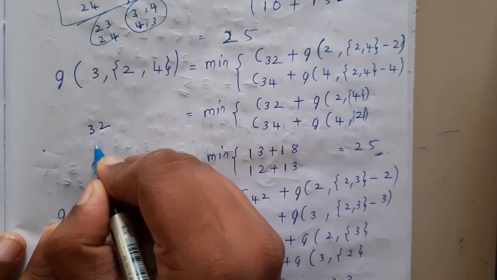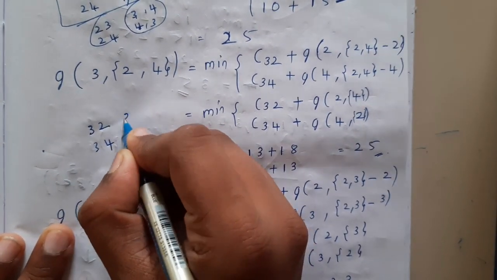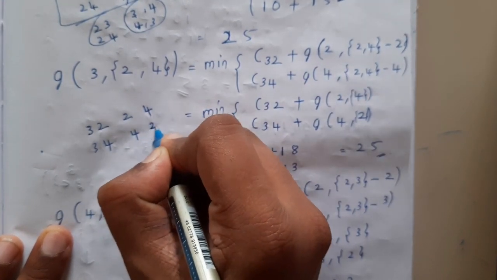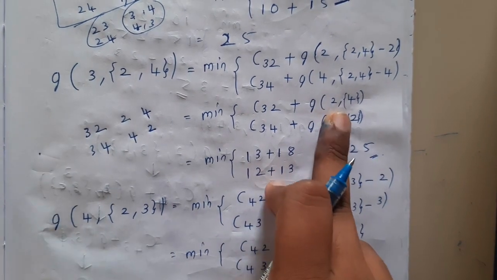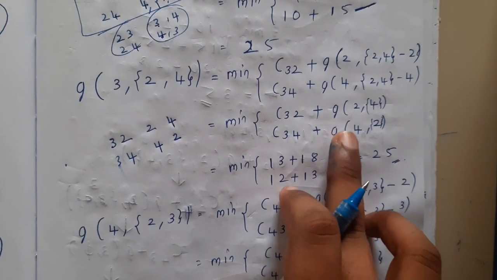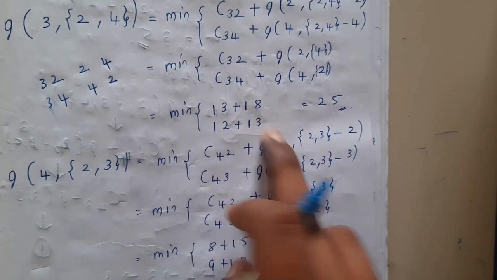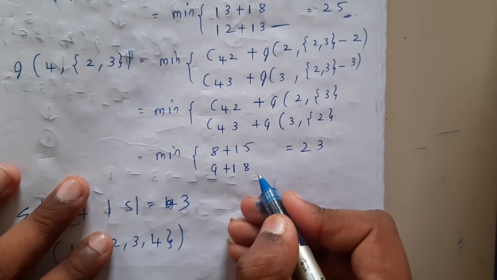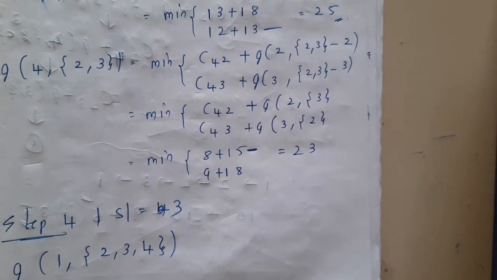So you'll be writing 3, 2 and 3, 4. So you selected 2 and you selected 4. What you did not select: you did not select 4 and you did not select 2. These values you'll be getting from the previous values. So if you want to find G2, 4, your value is 18. That's what I have written here, 18. In that way, again you got 25 from here. Again you got 23, that is from here. So in that way you will be continuing.